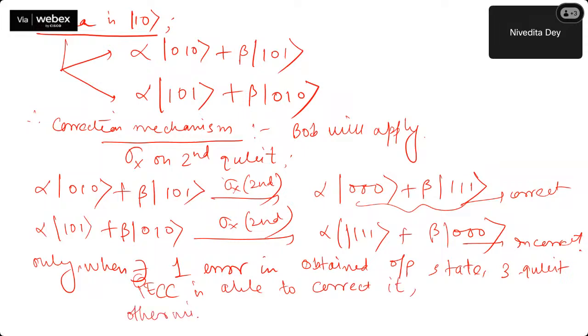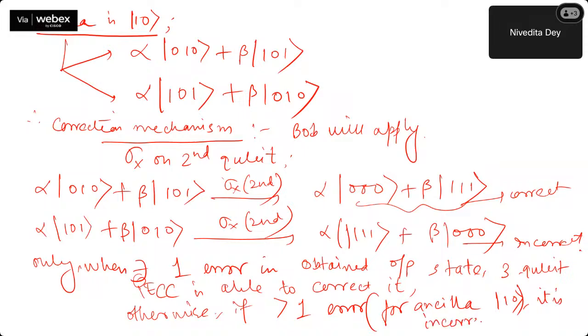Otherwise, if more than one error for ancilla 1, 0, it is incorrect. Okay. Now the fourth one is when ancilla is 1, 1.